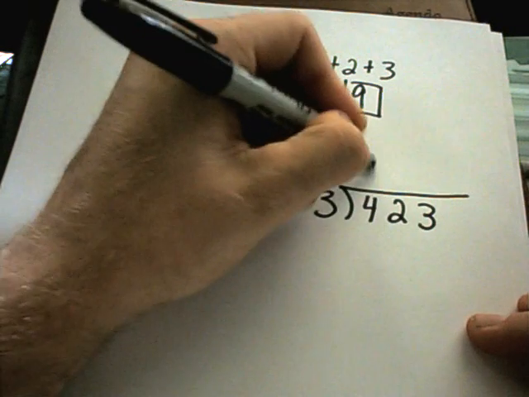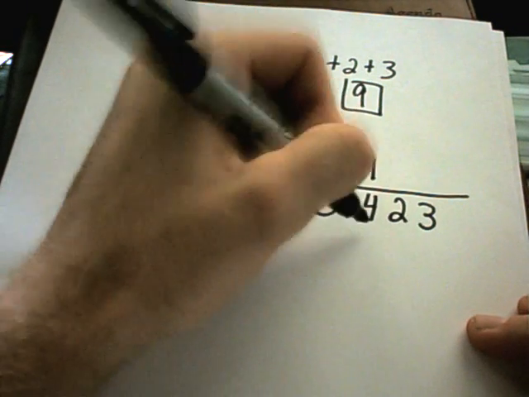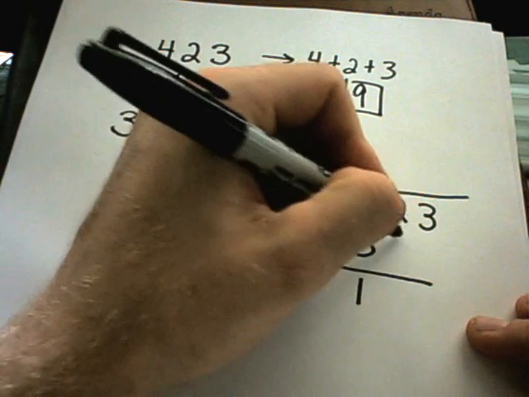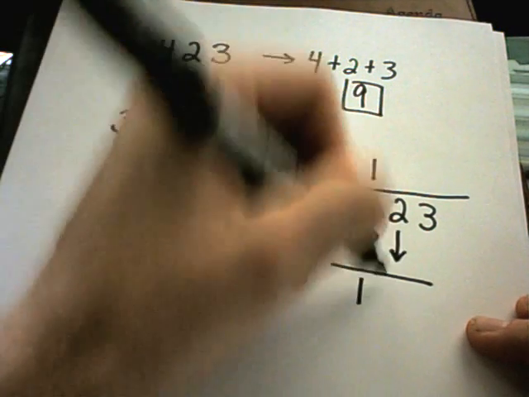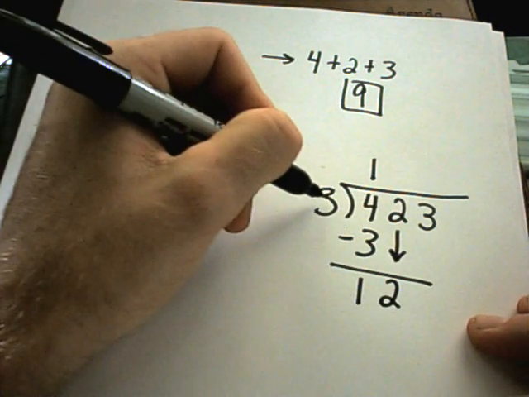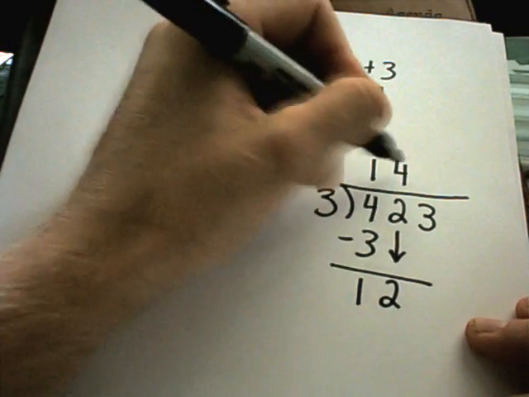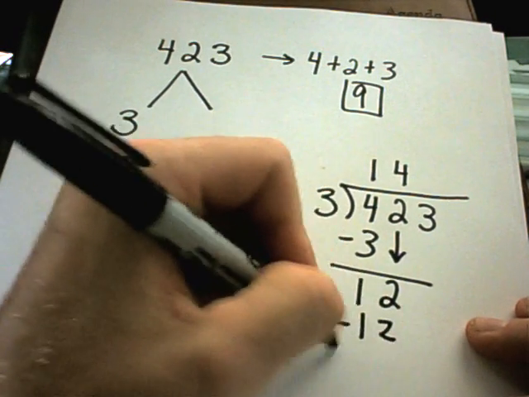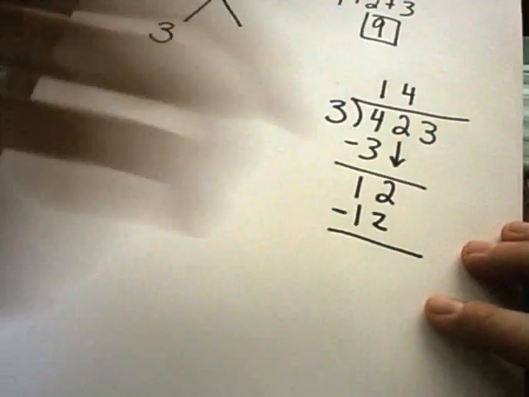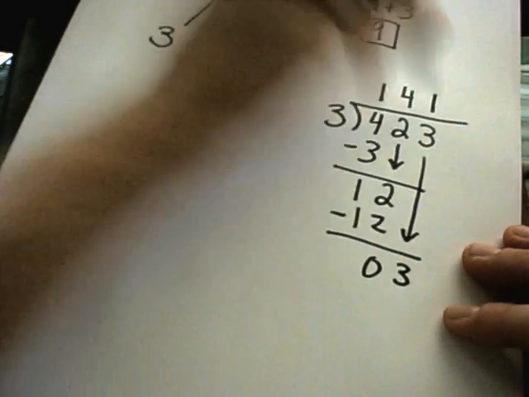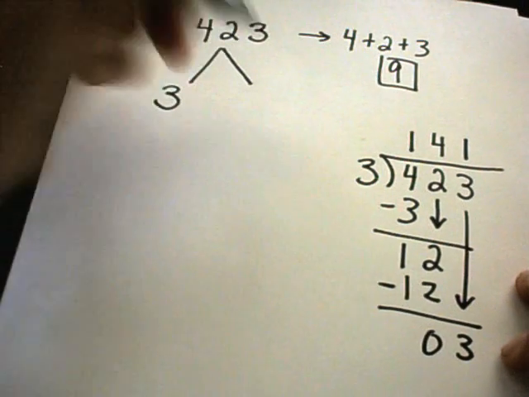So 3 will go into 4 one time. 1 times 3 is 3. Then I subtract. 4 minus 3 is 1. And remember, I drop down my next number, 2. And let's see, 3 will go into 12 4 times. So 4 times 3 is 12. Again, I subtract. I get 0. I drop down my next number. I have 3. So I'm left with 141.